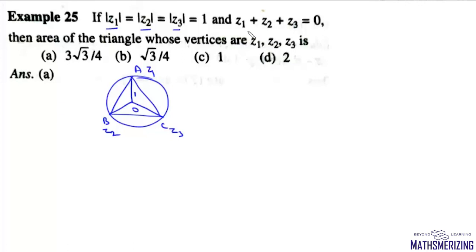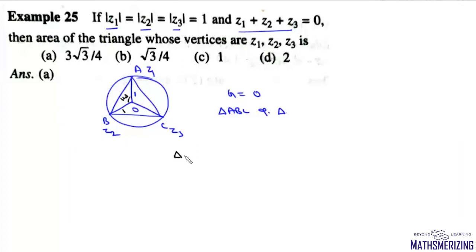Now we are also given that Z1 plus Z2 plus Z3 is 0. So we find centroid of this triangle. Centroid of this triangle is also at 0. Now since circumcenter and centroid coincide, that means this triangle ABC is an equilateral triangle. Now we need to find area of this equilateral triangle. Now for this triangle AOB, this side is 1 and this angle is 120 degrees.